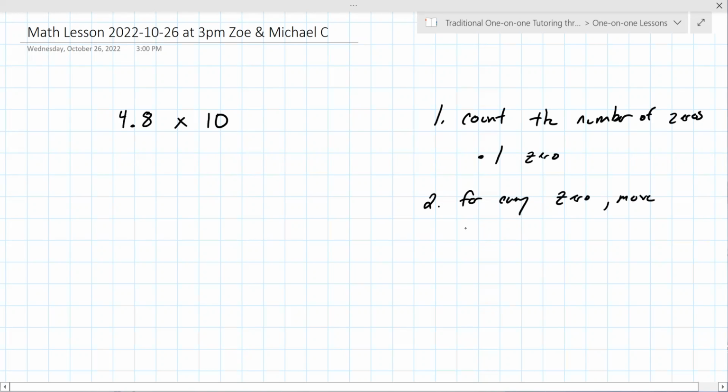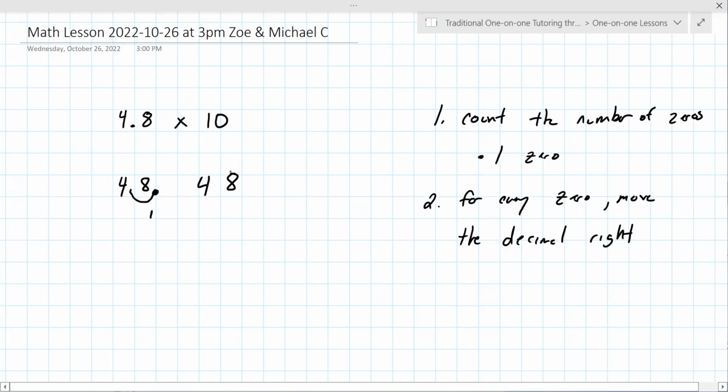And then the next thing is for every zero, move the decimal right. So how many times are we going to move the decimal to the right? 1. One time. And you can label that if you want. So your new number is 48.